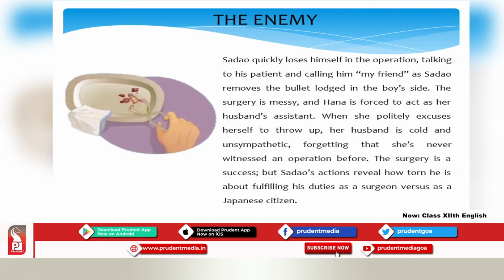Sadao quickly loses himself in the operation, talking to his patient and calling him my friend, as Sadao removes the bullet lodged in the boy's side. The surgery is messy and Hannah is forced to act as her husband's assistant. When she politely excuses herself to throw up, her husband is cold and unsympathetic, forgetting that she has never witnessed an operation before. The surgery is a success, but Sadao's actions reveal how torn he is about fulfilling his duties as a surgeon versus as a Japanese citizen.